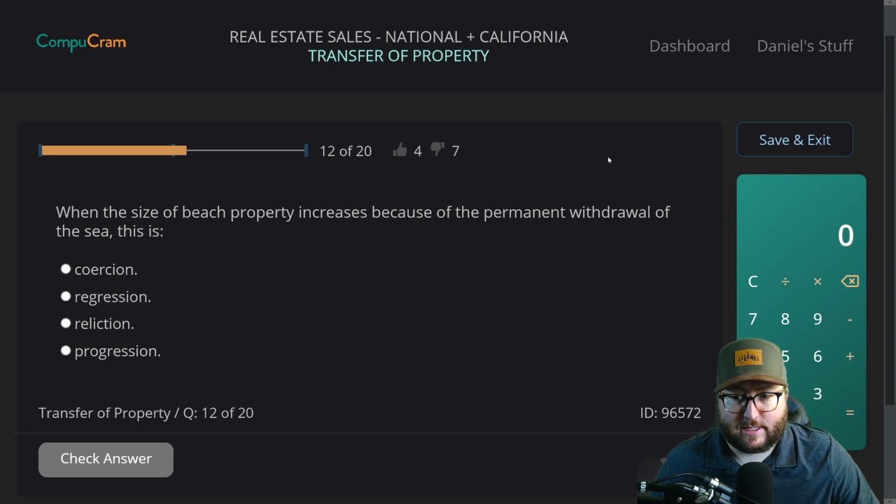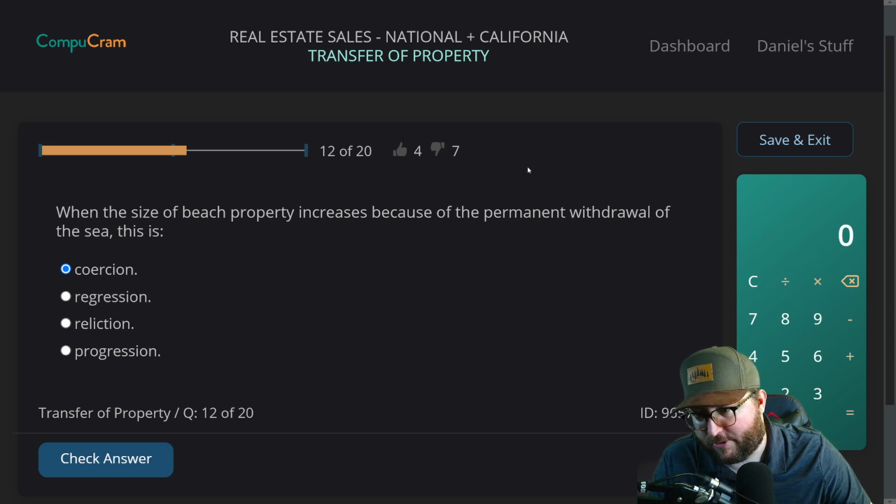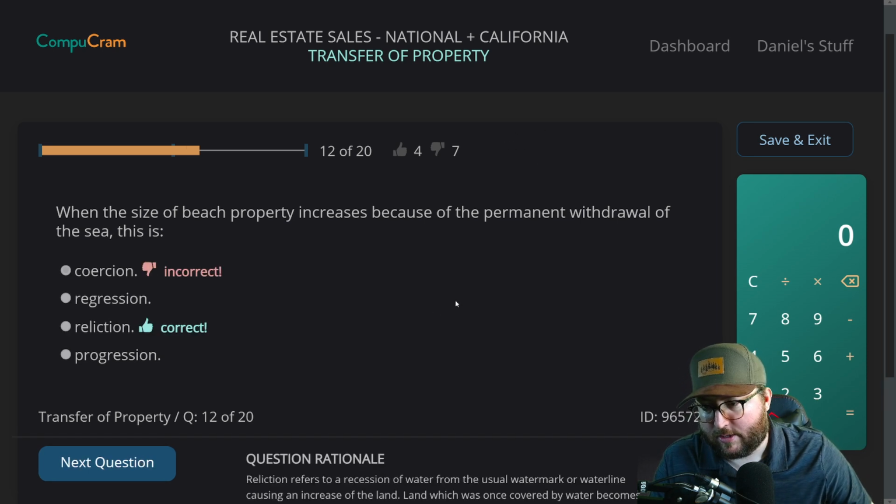Question 12, when the size of beach property increases because of the permanent withdrawal of the sea, this is coercion, regression, reliction, progression, when the size increases. I don't think it's regression, coercion, reliction. This is the riparian rights. Coercion? Maybe coercion. Reliction. Progression. Progress sounds like something too, but I don't think that's one of the riparian rights. Let's go check it. Incorrect.